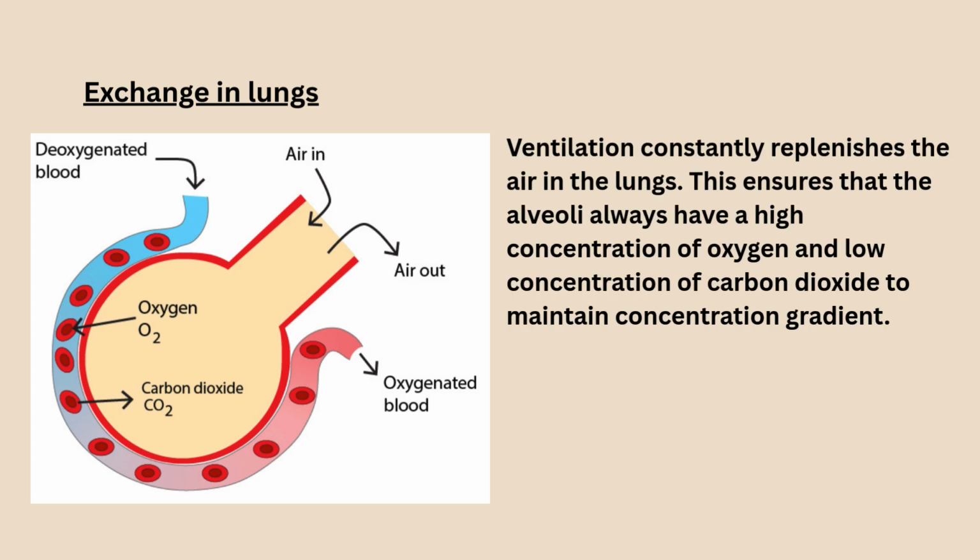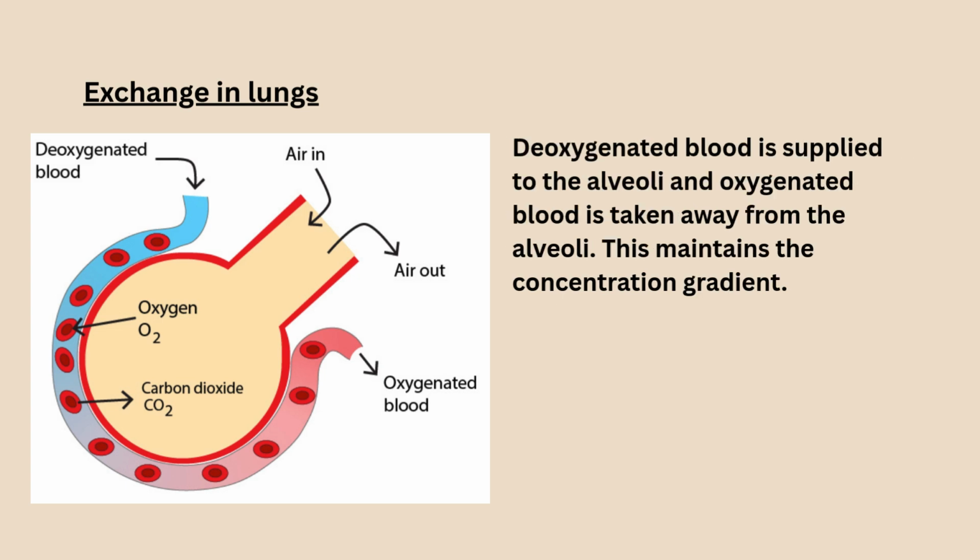Ventilation constantly replenishes the air in the lungs. This ensures that the alveoli always have a high concentration of oxygen and a low concentration of carbon dioxide to maintain the concentration gradient. Deoxygenated blood is supplied to the alveoli and oxygenated blood is taken away from the alveoli, and this maintains the concentration gradient.